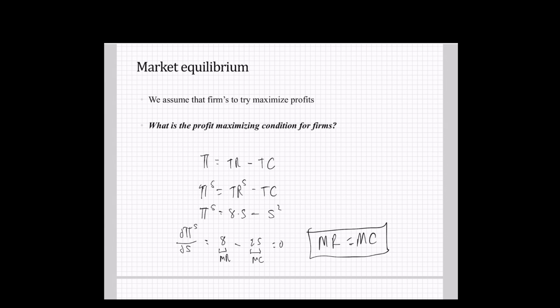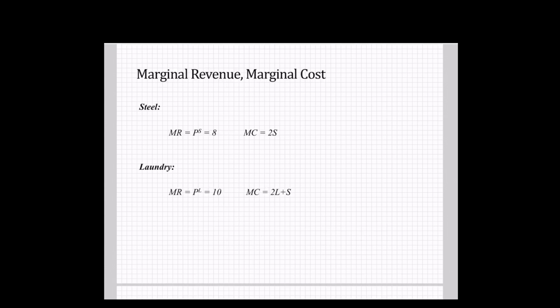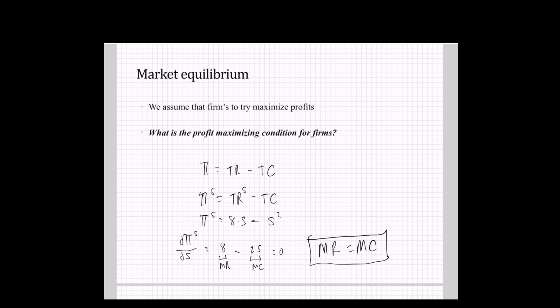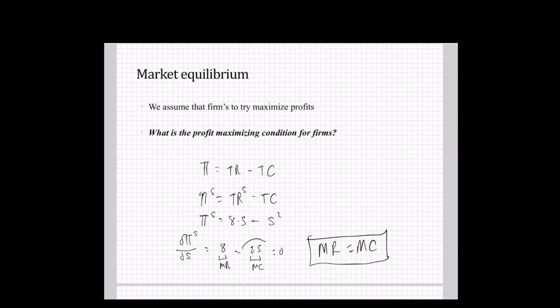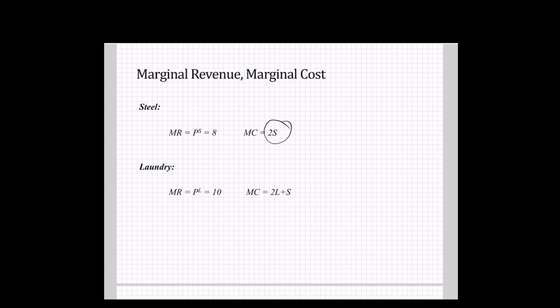And let's make sure we have both firms as we move on. I've already kind of derived this. 2S was that marginal cost for the steel firm. The marginal cost for the laundry firm is a little different. It's 2L, but it's also plus S. And that's, again, at the margin, finding that external cost at the margin. All right, and that's for the laundry.